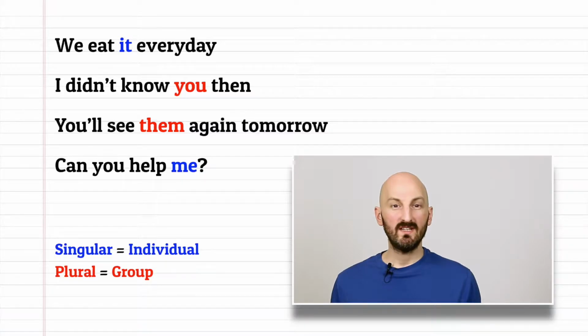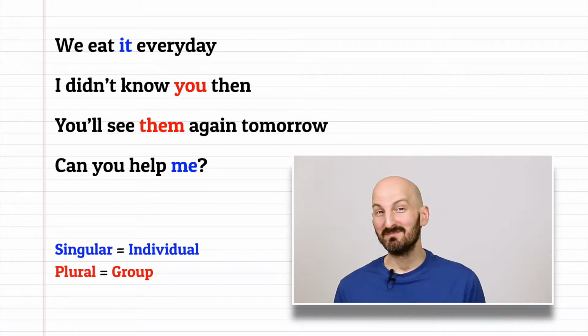Other simple examples of object pronouns are: we eat it every day; I didn't know you then; you'll see them again tomorrow; can you help me? Notice that in the first 3 examples, the meaning is confusing because we don't know the object of the sentence. This is exactly why we can only use pronouns for information we know. Okay, so that's subject and object pronouns.